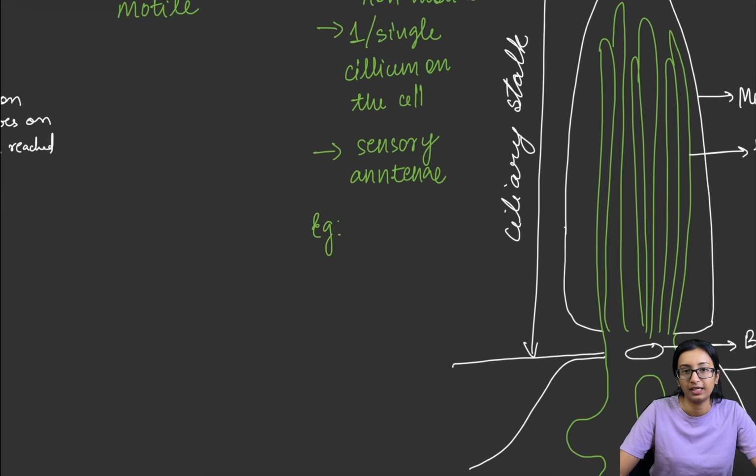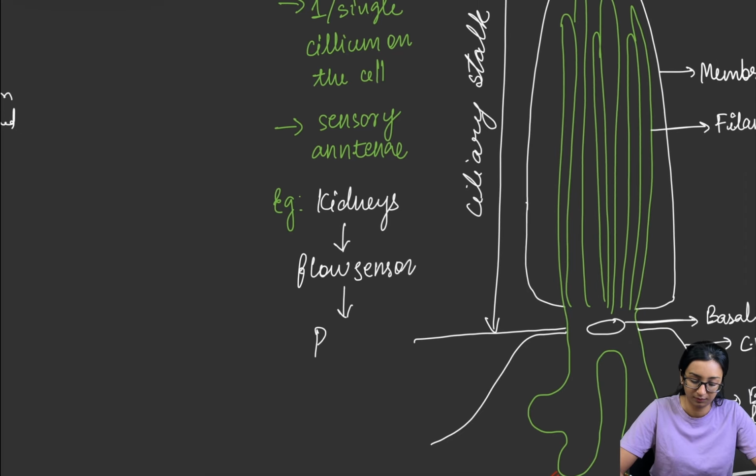For example, in the case of kidneys, they are present on the epithelial cells of the tubules. When there is a flow, it will act as a flow sensor. If these flow sensors are defective, it can lead to polycystic kidney disease.